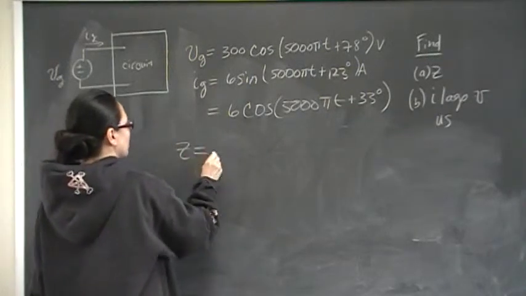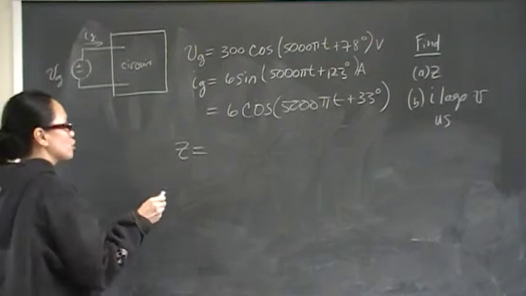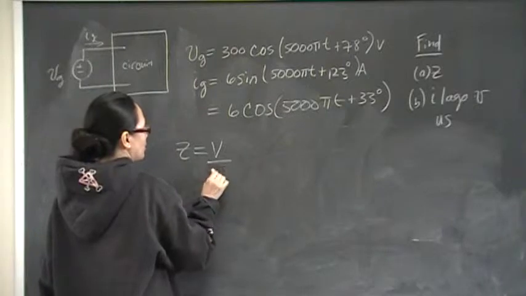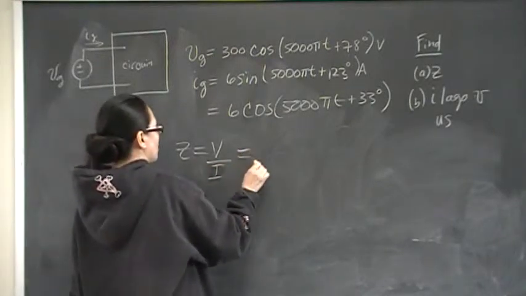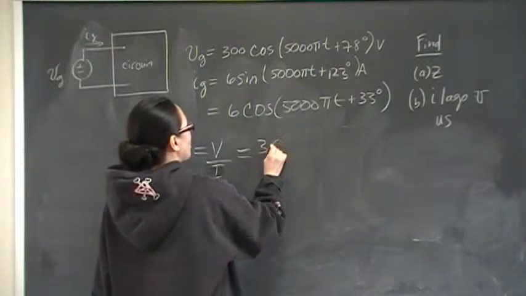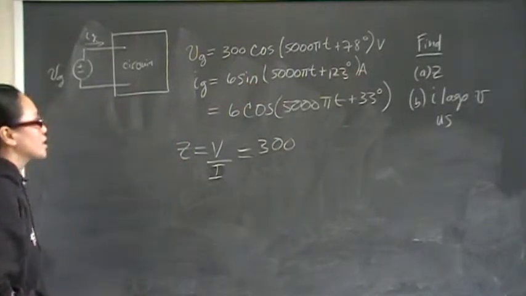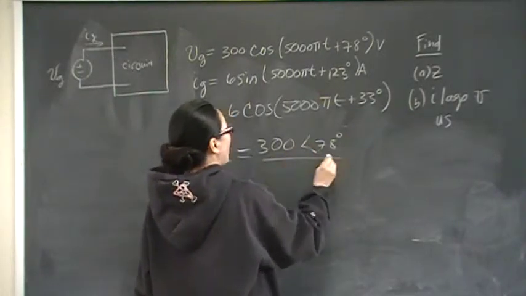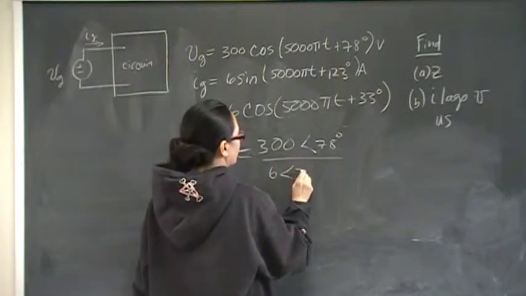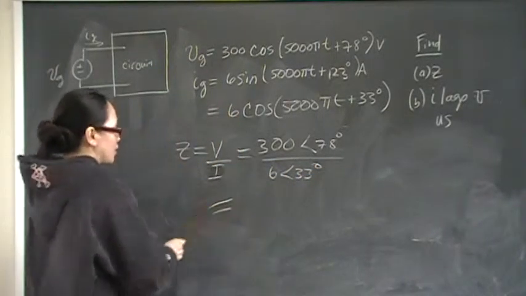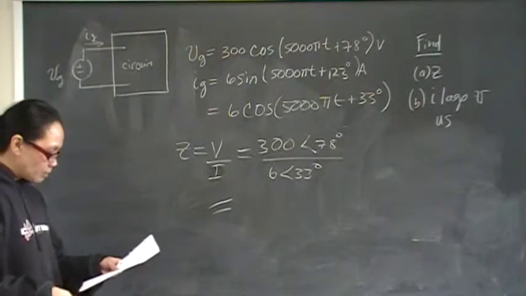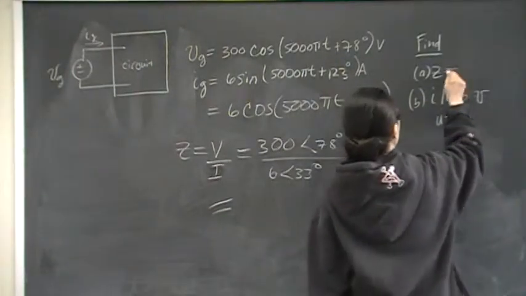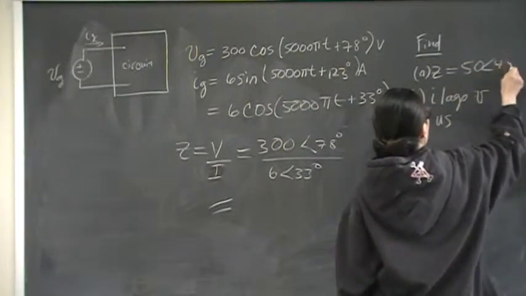Impedance in the phasor domain, or the frequency domain, is still the same: Z is equal to V over I. We're going to write this in phasors. Voltage is 300 angle 78, and current is 6 angle 33. Put that into your calculator and you should come up with a value of 50 angle 45. So the impedance is 50 angle 45.